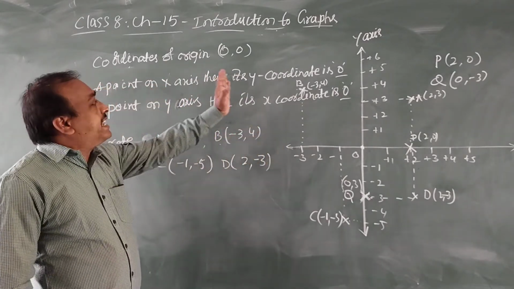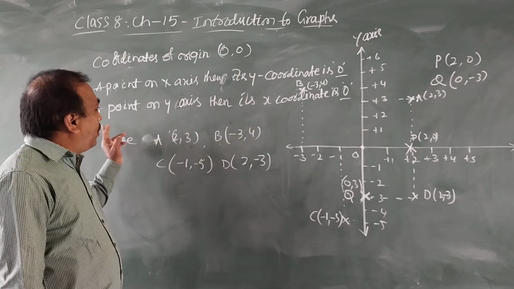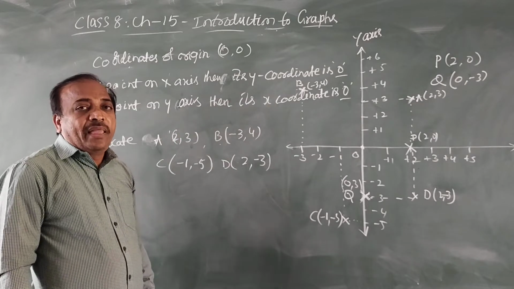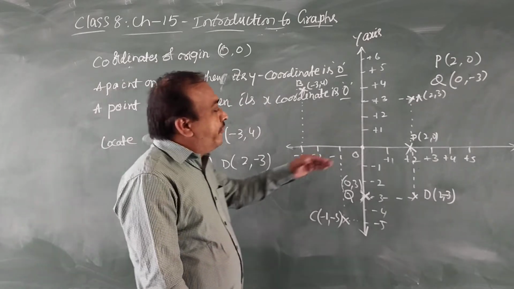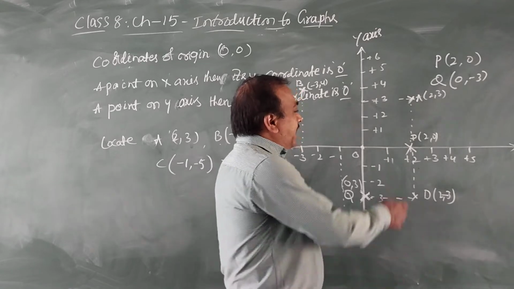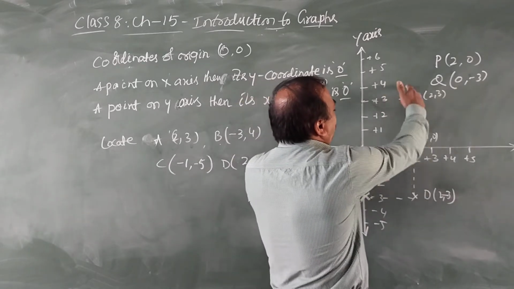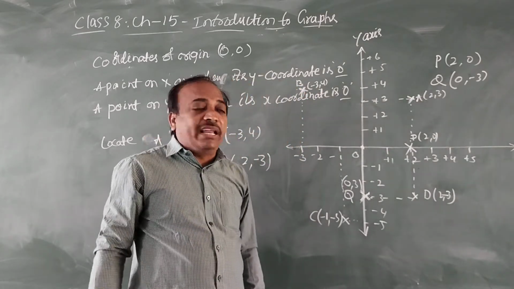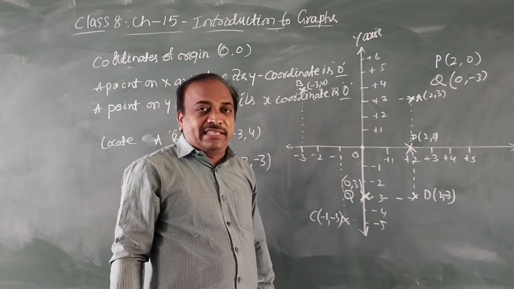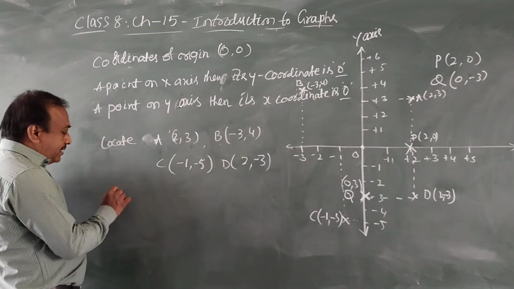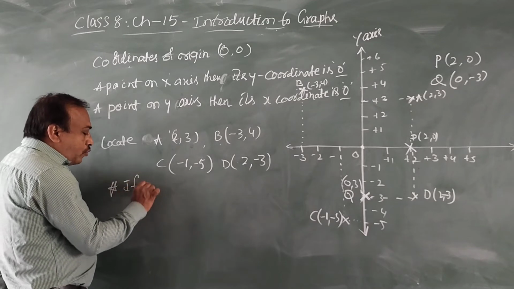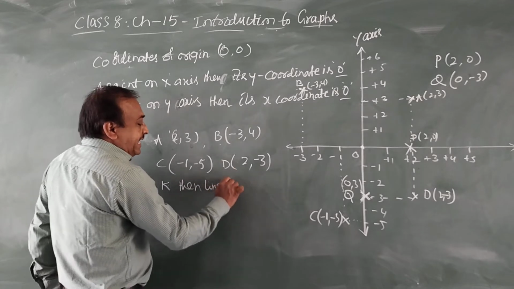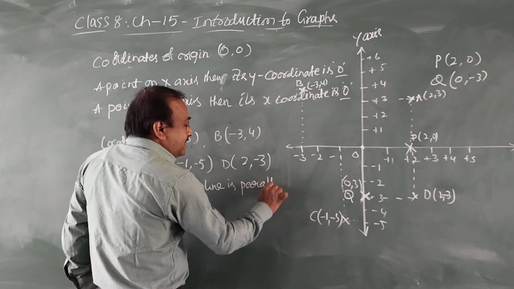So for a point on the x-axis, its y coordinate is 0. For a point on the y-axis, its x coordinate is 0. When is the line parallel to the x-axis? See, if you locate 1, 4, 2, 4, 3, 4, where the y coordinate is the same, then the line may be parallel to the x-axis. That is, one more point: if y equals k, then the line is parallel to the x-axis.